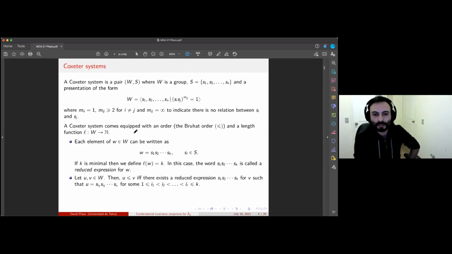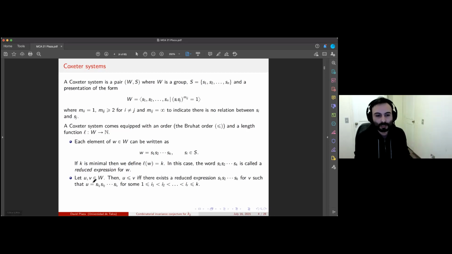And a Coxeter system comes equipped with an order, and this is the Bruhat order, which we denote by this symbol, and it also is equipped with a length function L. The length is defined as follows. Each w in W can be written as a product of the generators. And if k is minimal in this expression, we define the length of w as k. And in this case, when k is minimal, we say that this expression is a reduced expression for the element w. And Bruhat order can be defined in terms of reduced expressions.